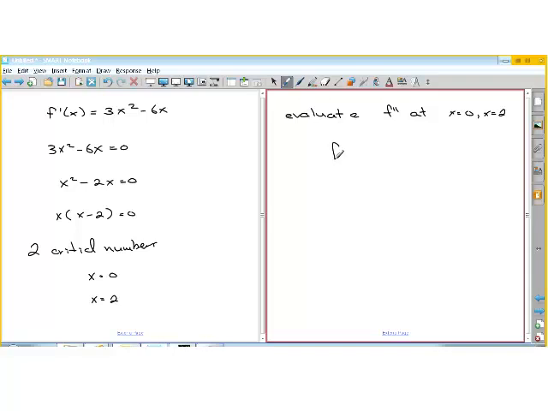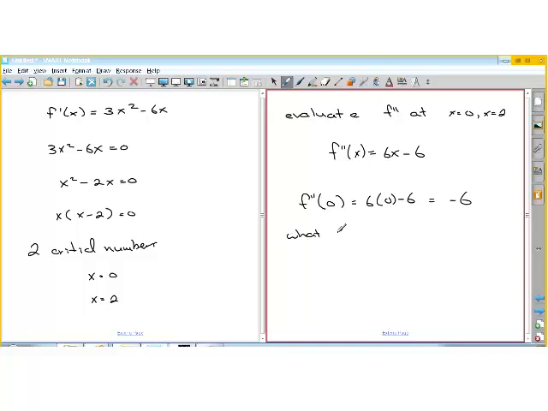So before we can evaluate, we have to actually figure out what it is. So f double prime of x is just the first derivative of the first derivative. So we go to the first derivative and we take the derivative again and we get 6x minus 6. So now all we have to do is find f double prime of 0, which is the first critical number. So you get 6 times 0 minus 6, negative 6.